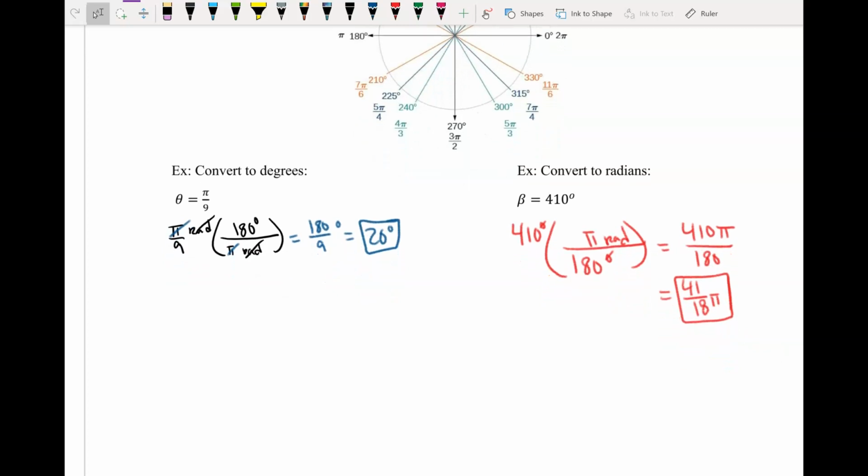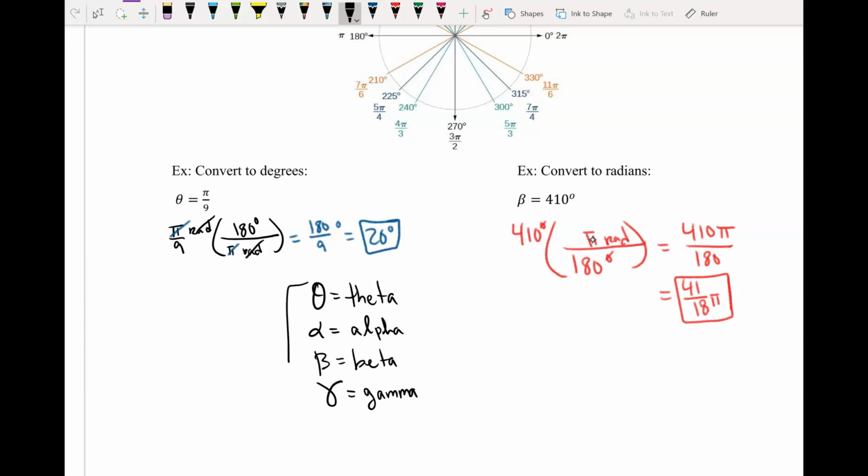One more thing before we continue. Sometimes you're not going to see these angles theta and beta. So remember, theta is just a Greek letter. You might see alpha, which kind of looks like a little fish. You might see a B-like symbol, which is called beta. And you might see something that looks like this, which means gamma. So all of these symbols usually denote angles, angle measurements. So don't be surprised when you see them.